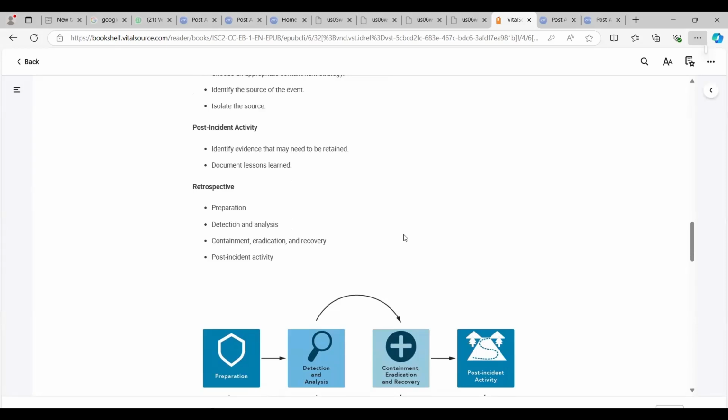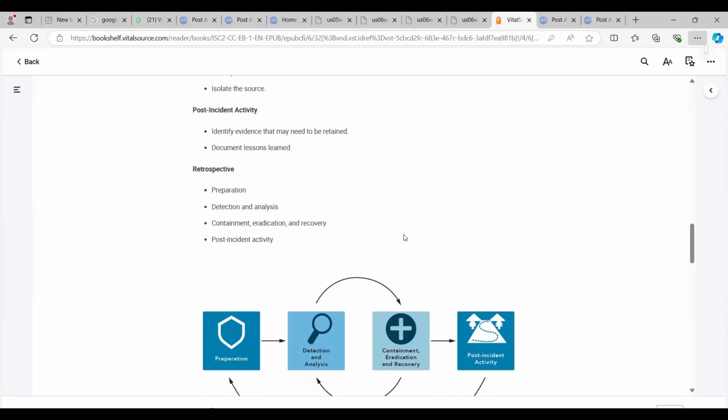So then you will prepare your staff again. You will teach them that next time we don't go to such websites and stuff like that. So this is the retrospect. The first one is preparation. The second one is detection and analysis. The third one is containment, eradication, and recovery. And the last one is post-incident activity.